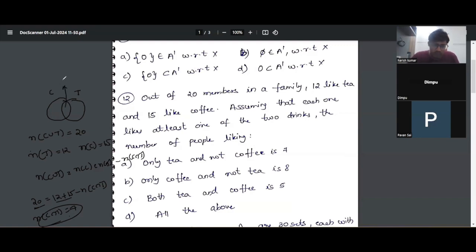And common part వచ్చేసి 7. And what is this part? That means people who are drinking only coffee is 5. And what about this part? Sorry, 8, because total is 15. N of C is 15. Number of people who are drinking only tea is 5. Only coffee and not tea is 8. Yes, this is correct, 8. Both tea and coffee is 7. So the answer is option B. Understood? Yes, sir.